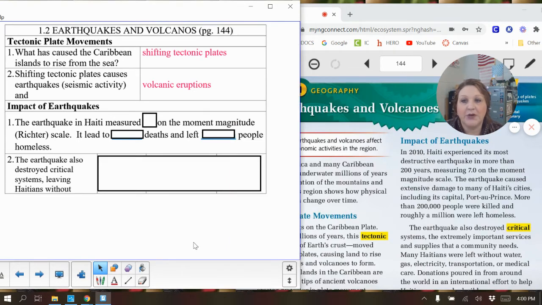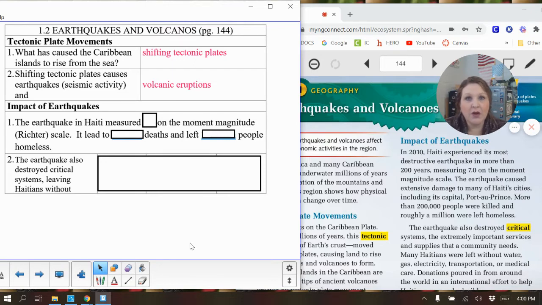So this is talking about the earthquake in Haiti and what it measured on the Richter scale and how many deaths it led to, the kind of devastation it had. So I will read the impact of earthquakes. In 2010, Haiti experienced its most destructive earthquake in more than 200 years, measuring a 7.0 on the moment magnitude scale. The earthquake caused extensive damage to many of Haiti's cities, including its capital, Port-au-Prince. More than 200,000 people were killed and roughly 1 million were left homeless.